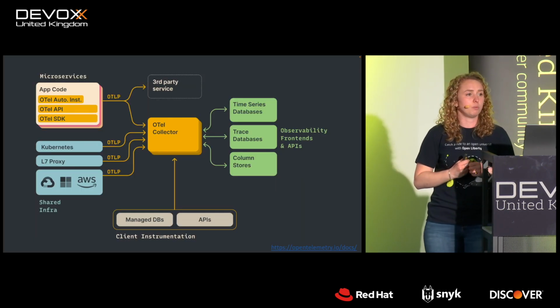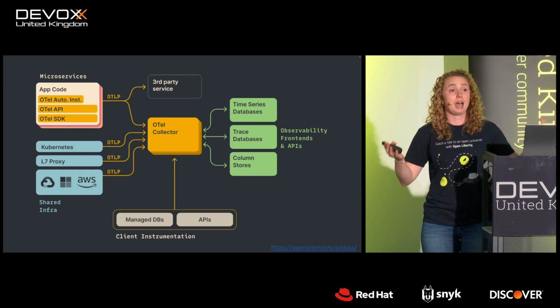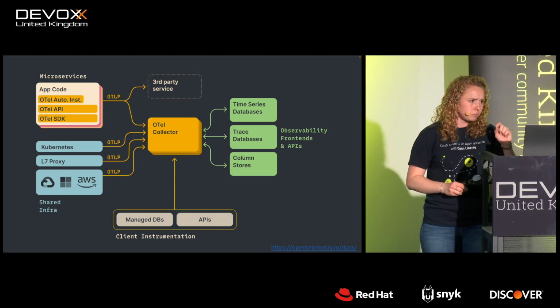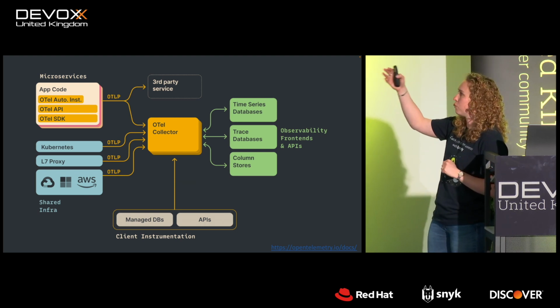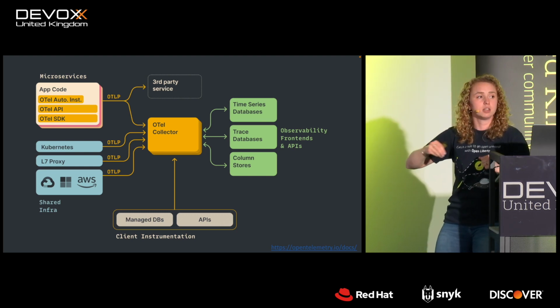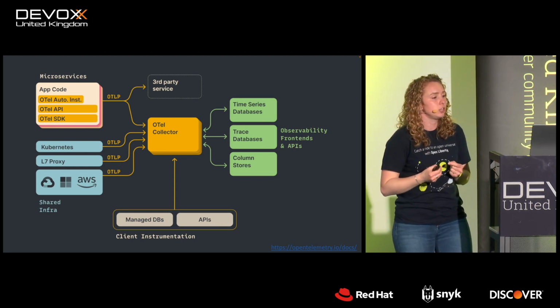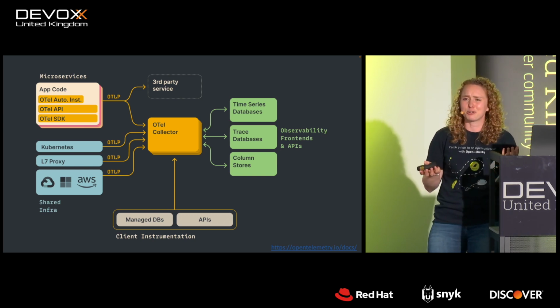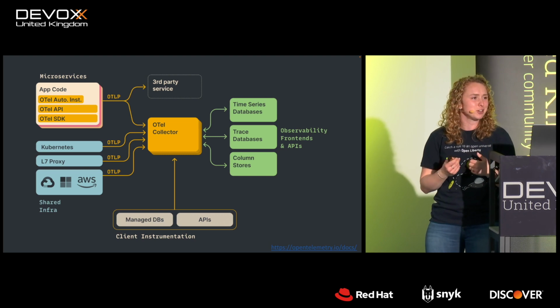This is a diagram of the way it works, because we're all developers and we want to know how, instead of just high-level concepts. So what we have is different microservices or infrastructure components that are all producing data that we want to be able to collect. And we collect that using OTLP. We're developers, we just can't get enough of acronyms. We just love them so much.